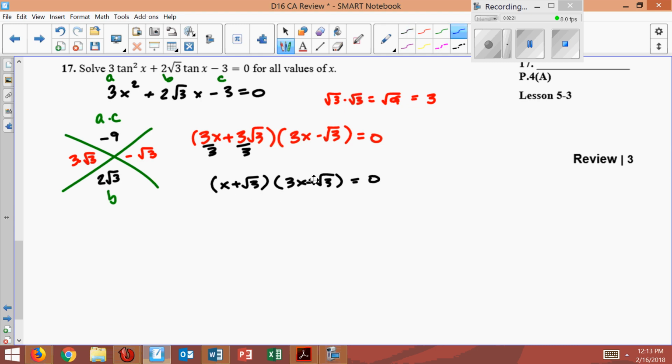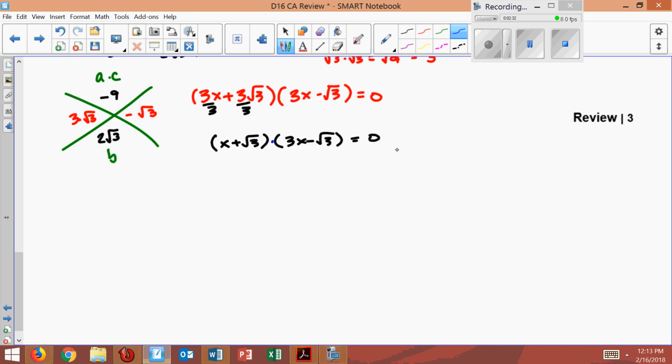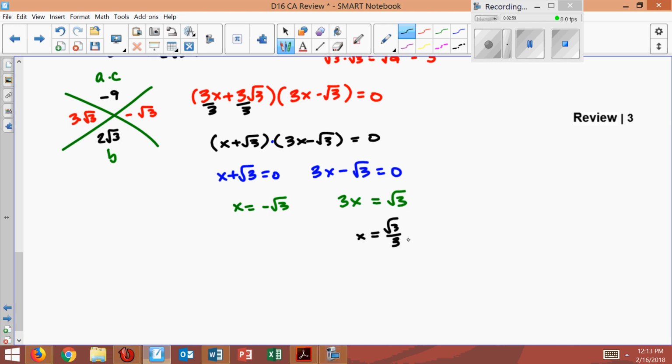Now, according to the zero product property of algebra, if you're multiplying at least two items together and you're getting a product of 0, one of these two must equal 0. It's the only way mathematically to multiply and get 0. So either x plus square root of 3 equals 0, or 3x minus square root of 3 equals 0. To solve this problem, I would subtract the square root of 3, so x equals negative square root of 3. Or here, we'd have 3x equals positive square root of 3, and then I would divide that by 3, and I would come up with x is equal to square root of 3 over 3.